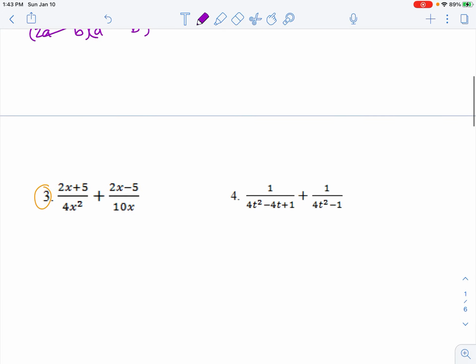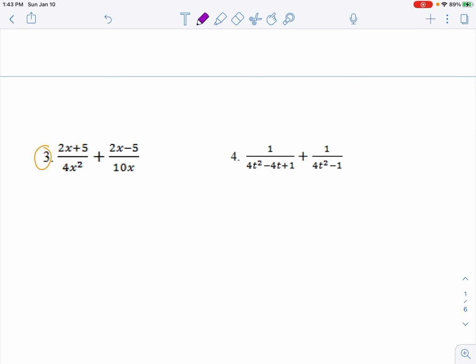All right, we're going to have a few others. Number 3 here, similar idea. 4 and 10, well, those both go into 20. And so I need my common denominator. It's going to be 20x squared. Often I'll write that off on the side somewhere just to kind of remind myself.